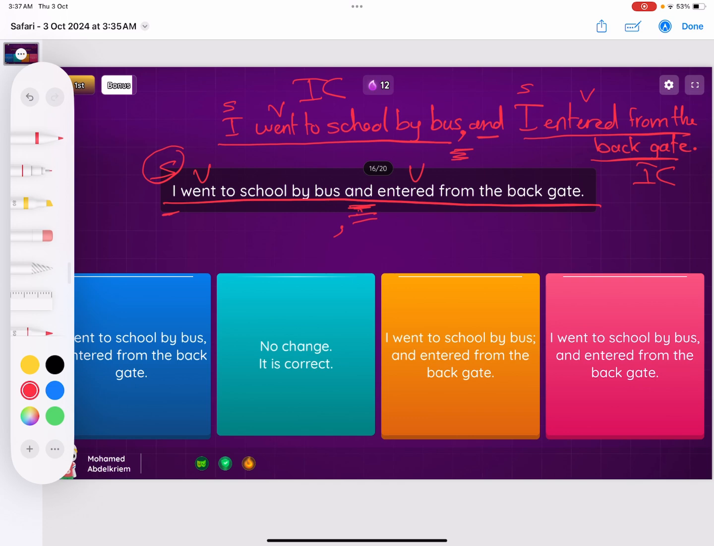But here, and is not joining two independent clauses. I don't have a subject here. And here is joining two verbs, that you entered and you went. So this one is a simple sentence because it has only one independent clause and that's it. So which one is the correct answer? No change is the correct answer. I don't need any.